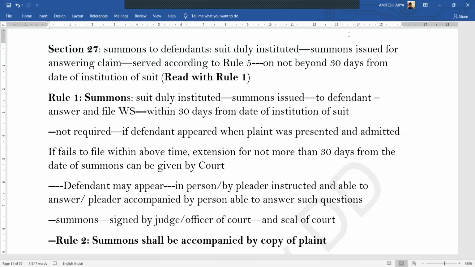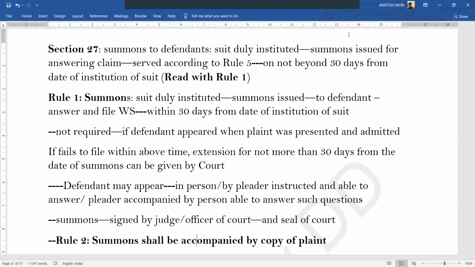So Section 27 in Rule 1 is giving you first the time limit, that within 30 days from the institution of suit, the summons should be issued for answering the claim. If the defendant is not filing his written statement, then a maximum extension of another 30 days can be given. And the defendant will not be required to be served a summons when he was present when the plaint was being presented and admitted.